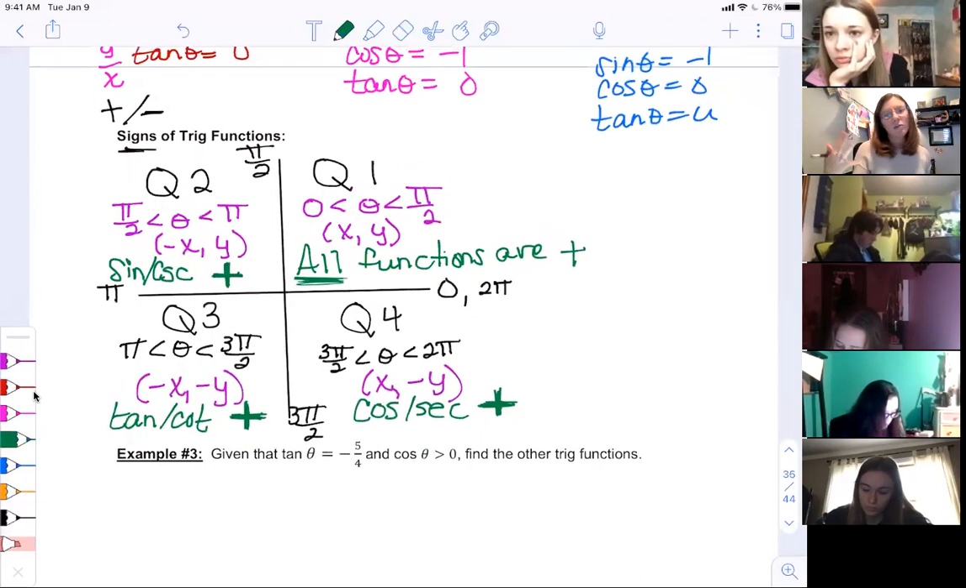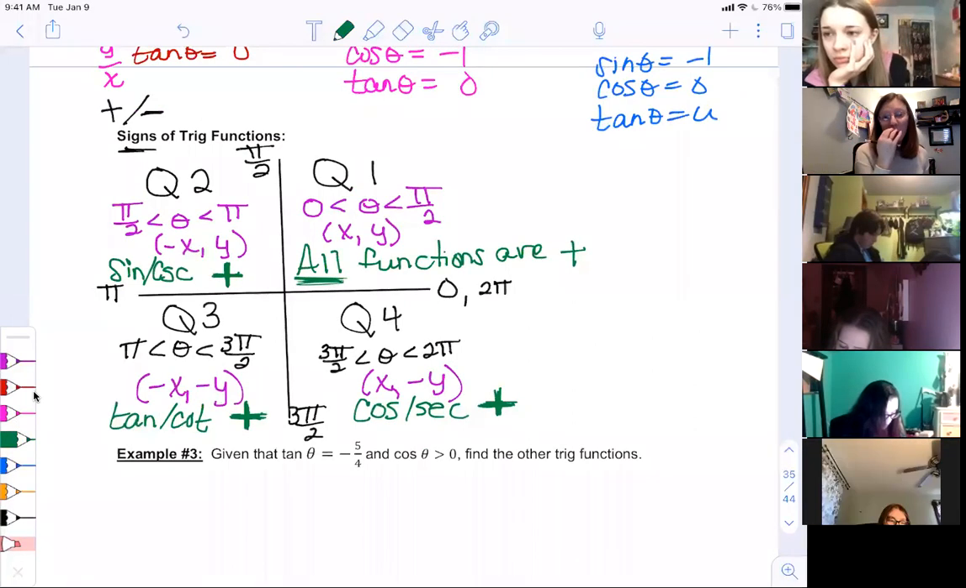That's a way for you to kind of just check your solutions. So what quadrant is it in? If it's in that specific quadrant, then that function should be positive and everything else should be negative.